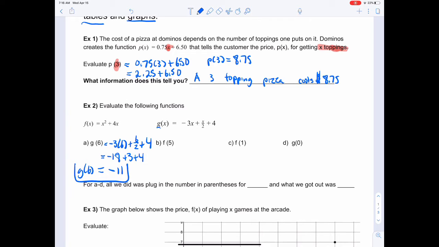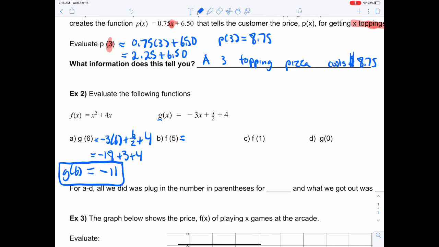It's important to have that g of 6 there too, not just negative 11. All right, f of 5. So to do that, we'll use the f function. We'll plug in 5 for x, so we'll get 5 squared plus 4 times 5. Maybe put parentheses around that first 5. That would work too. Preferably preferred. 25 plus 20, so f of 5 equals 45.